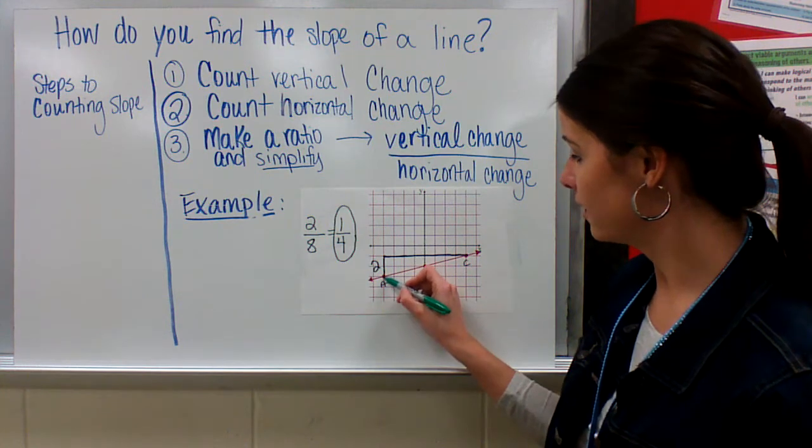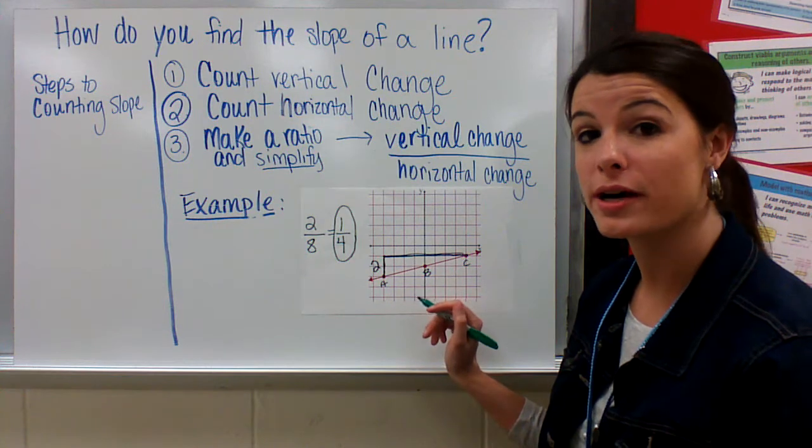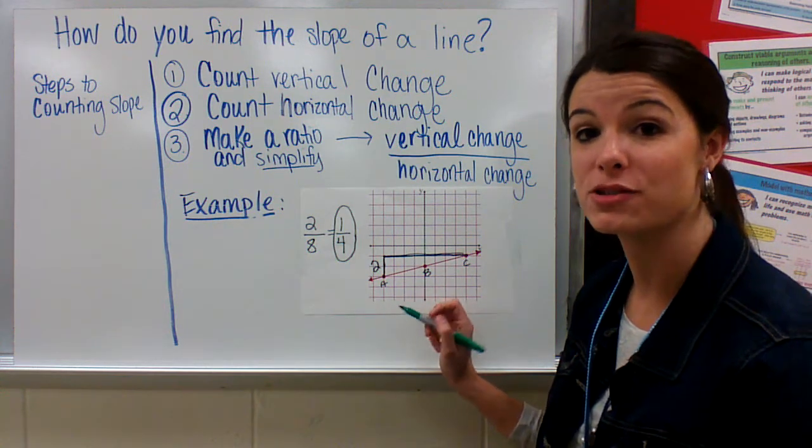You can also see that this ended up making a triangle. Okay? I call that a slope triangle. And anytime you're counting slope, it will make a triangle.